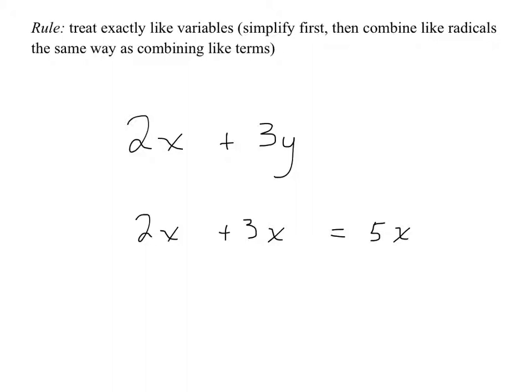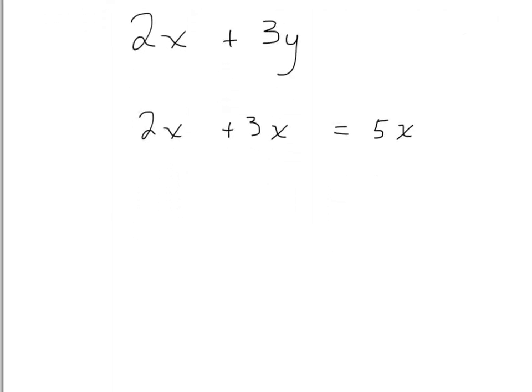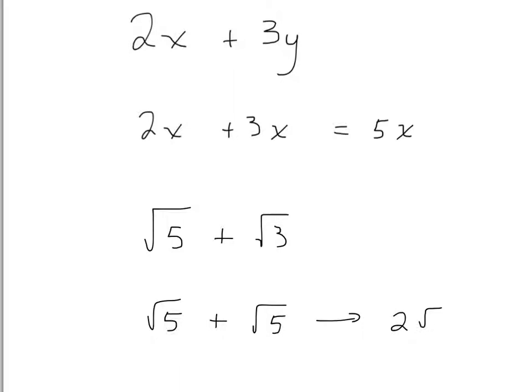Now, what if you have the following instead? Take the same concept. What if I asked you to add radical 5 plus radical 3? Why can't I add those? Yeah, they're not like radicals. But what if I had this? What does that become? And be careful, it's not times, it's plus. 2 radical 5. Because you have a radical 5 plus another radical 5, so you have 2 radical 5s.